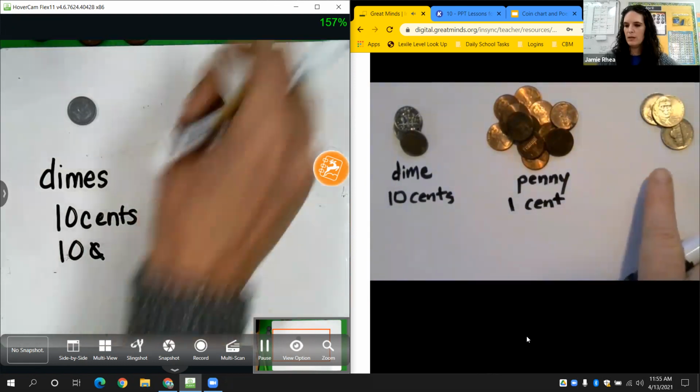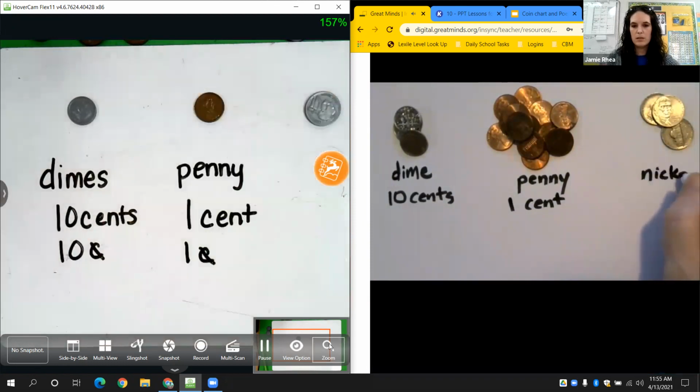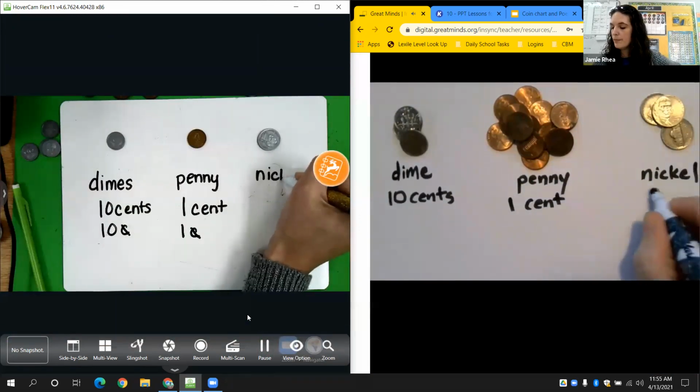And we learned nickel today. I'll zoom out so you can see better here. Nickel. It's worth 5 cents.